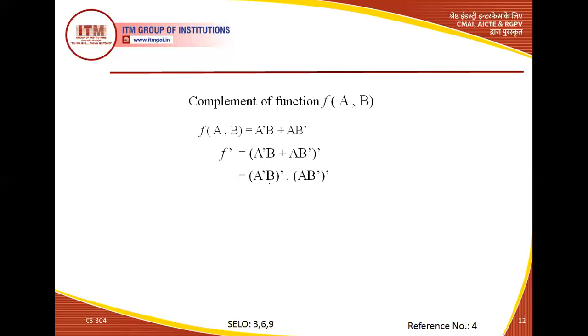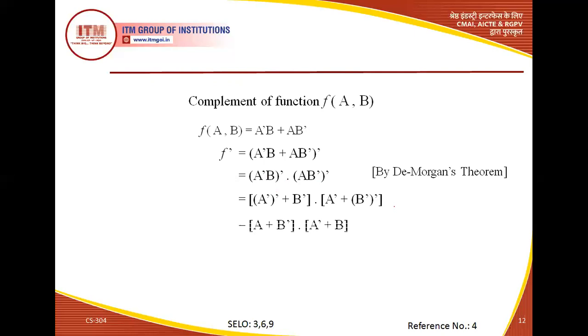Now again apply the De Morgan theorem. So we get (A dash double dash plus B dash) dot (A dash plus B dash dash). Now by using the involution property, A dash dash is equivalent to A and B dash dash is equal to B. So which is equivalent to the dual function, and when we minimize, we get the function AB plus A dash B dash. So when we find the dual function of f and the complement function, we get the same result, that is AB plus A dash B dash.